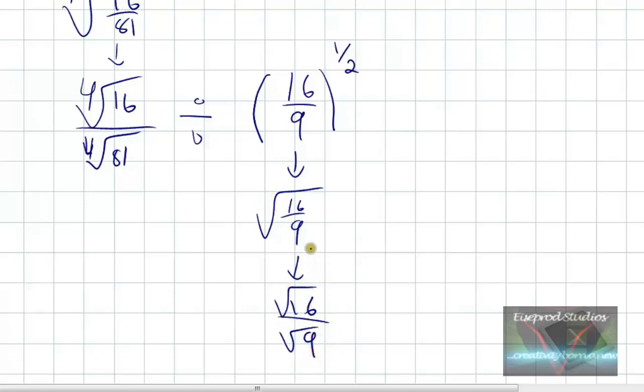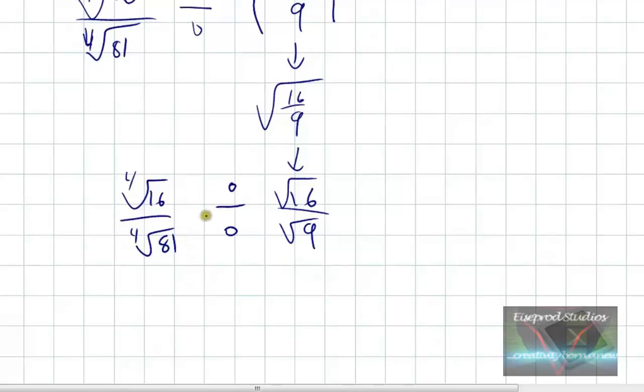Remember, it's okay to pull apart square roots if it's multiplication or division, but not addition or subtraction. So the fourth root of 16 and the fourth root of 81. Okay, so now you just go ahead and do your math.